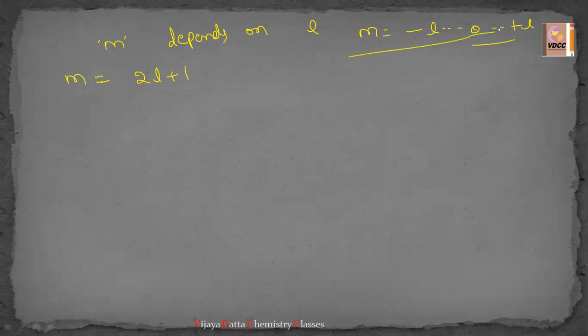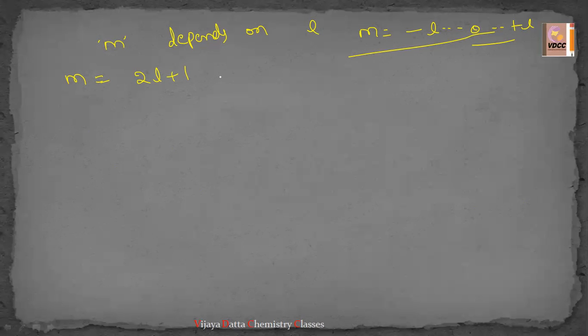Now, n is independent, l depends on n, and in the same way m depends on l. The m value is 2l plus 1, and the m values are in between minus l to plus l, including 0. Got it? m always depends on l.